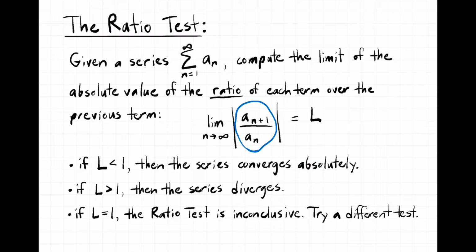If that limit equals 1, then what that tells us is the ratio test is actually inconclusive. In the case of a geometric series, we know that if the r is equal to 1 or negative 1, then the series would actually diverge. But for a series that is not a geometric series, sometimes that ratio can approach 1, and the series may still converge, or it may diverge. It depends on the series itself. So we'll have to use a different test in that case.